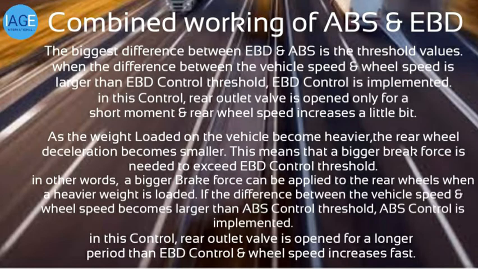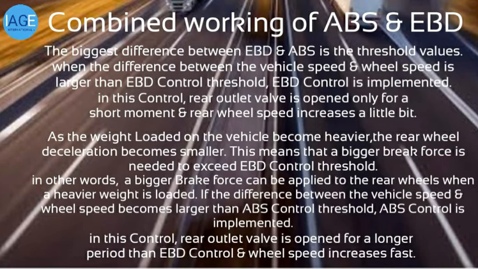The biggest difference between EBD and ABS is the threshold values. When the difference between the vehicle speed and wheel speed is larger than the EBD control threshold, EBD control is implemented. In this control, the rear outlet valve is opened only for a short moment and rear wheel speed increases a little bit. As the weight loaded on the vehicle becomes heavier, the rear wheel deceleration becomes smaller. This means that a bigger brake force is needed to reach the EBD control threshold. In other words, a bigger brake force can be applied to the rear wheels when a heavier weight is loaded.